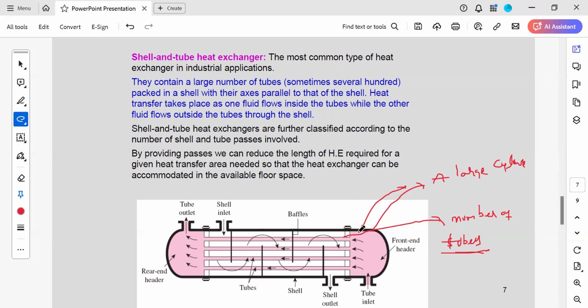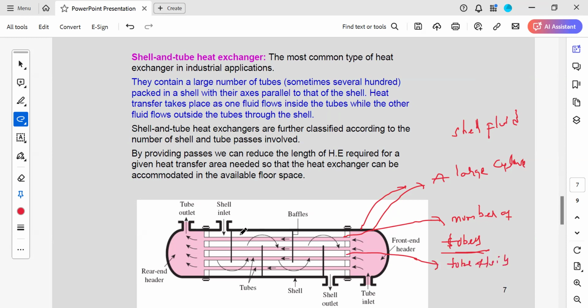So it consists of a large cylinder, which is called the shell. Inside, tubes will be there, which are called the tubes. The fluid which is flowing in the shell, surrounding the tubes, is called shell fluid. The fluid which is flowing in the tubes is called tube fluid. So there are two fluids.